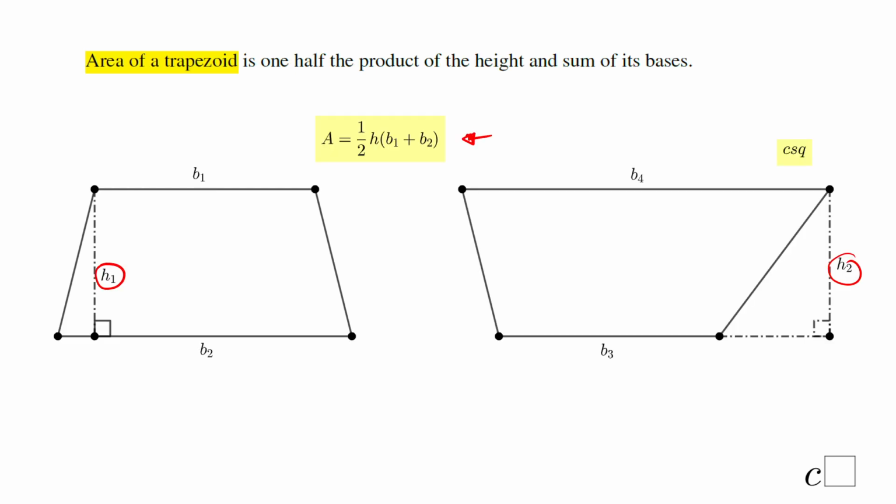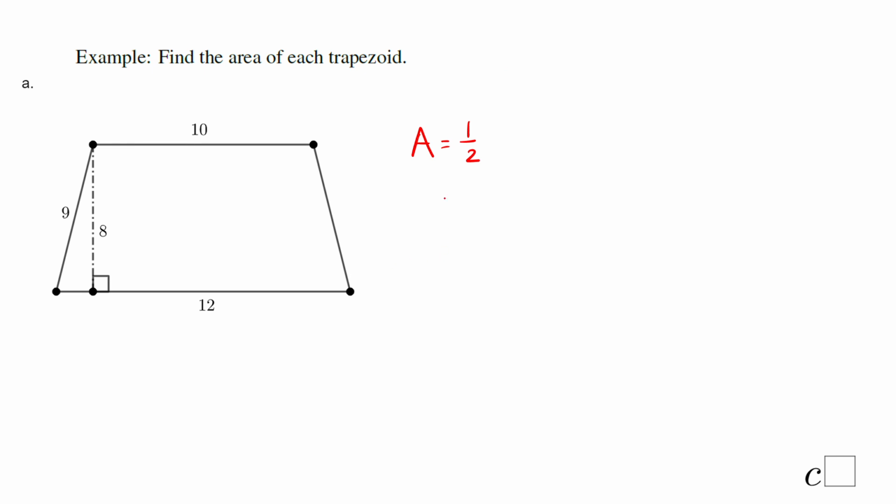Let me be consistent. It says height first, but you can start with that summation, no problem. B1 plus B2 inside of the parentheses. So do we know all these parts that we need? Yeah, we know the height is 8. We know the two bases, 10 and 12.